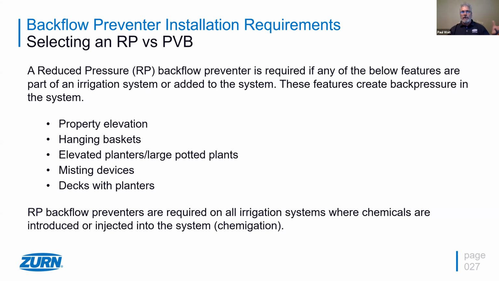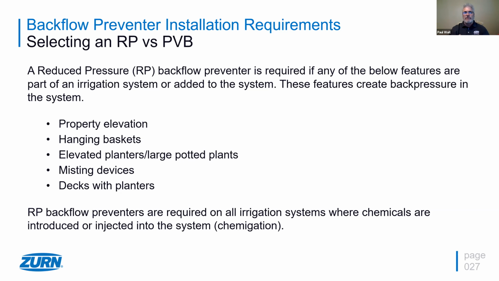A lot of people will put in hanging baskets with drip lines. That's back pressure, RP. Elevated planters, large potted plants. I've seen 4-foot planters and tree baskets and things. And you're like, wow, those are a lot of times added later. I've seen people put misting devices on zone number 6 because it's not being used on the property. And so now you've got a way to control your misters automatically. And so now you're connecting to something up on the eaves, an RP would have to be put in.